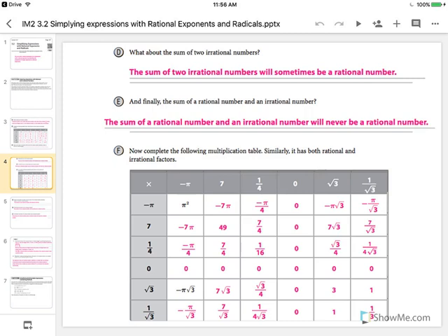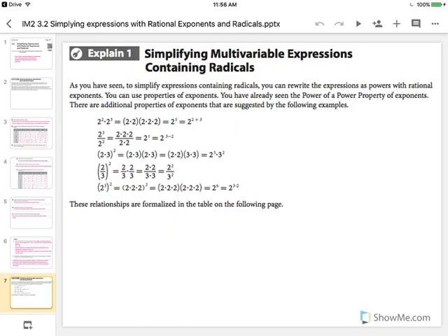So F, now complete the following multiplication table. Similarly, it has both rational and irrational numbers. Okay, so let's go on to our next explain one.